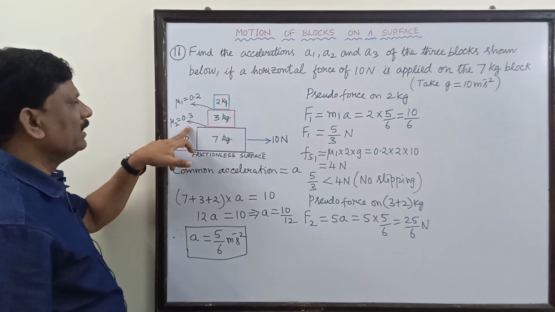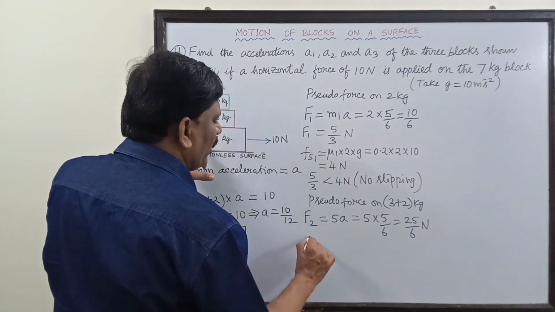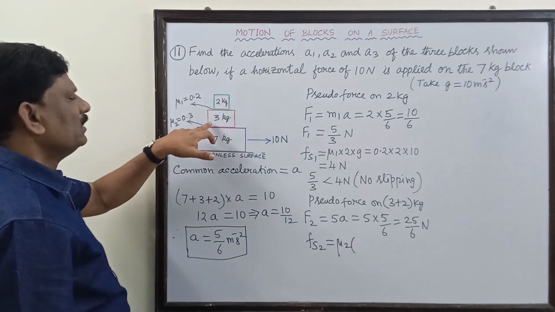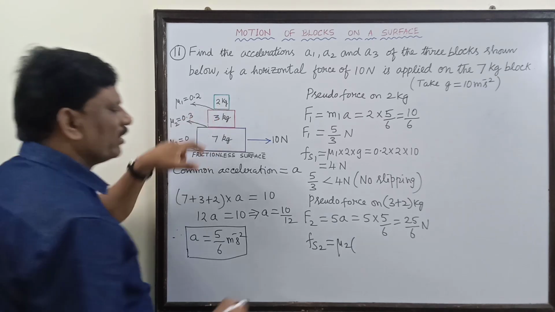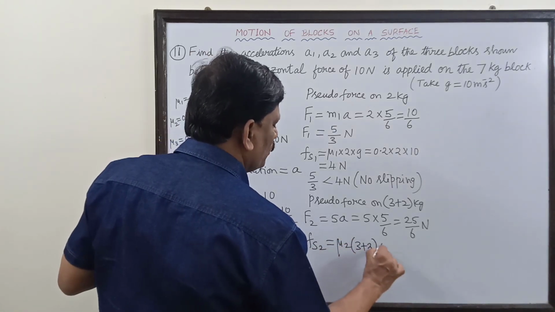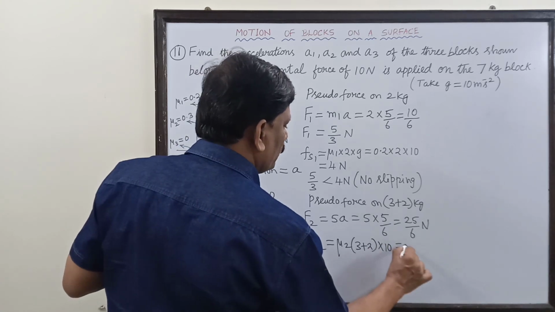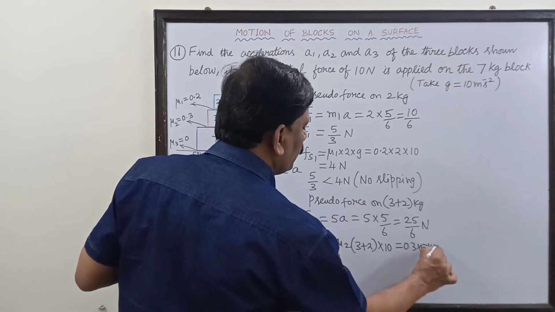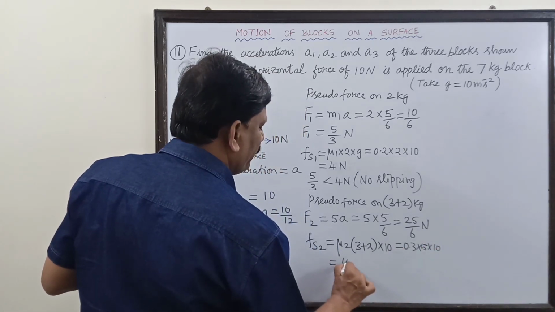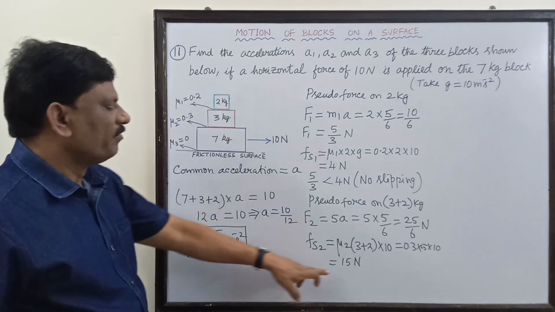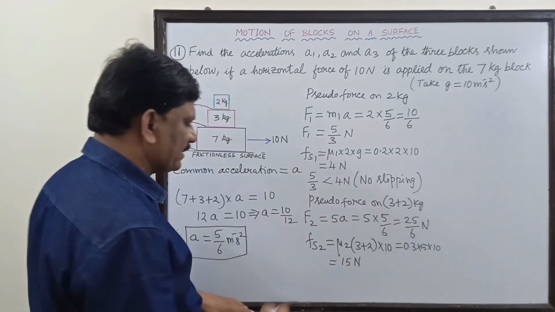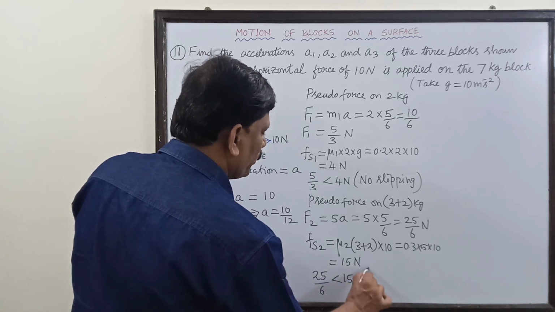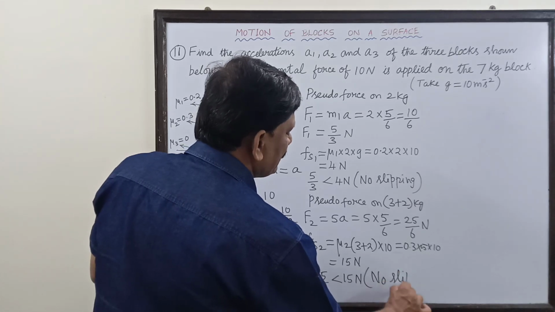And the friction between the 3 kg block and the 7 kg block, let us take Fs2, is equal to mu 2 into the mass above the 7 kg block, which is 3 plus 2, into 10. So this is equal to 0.3 into 5 into 10, which is 15 Newton. So 15 Newton is the frictional force against 25 by 6. Here also 25 by 6 is less than 15 Newton, so here also no slipping occurs.